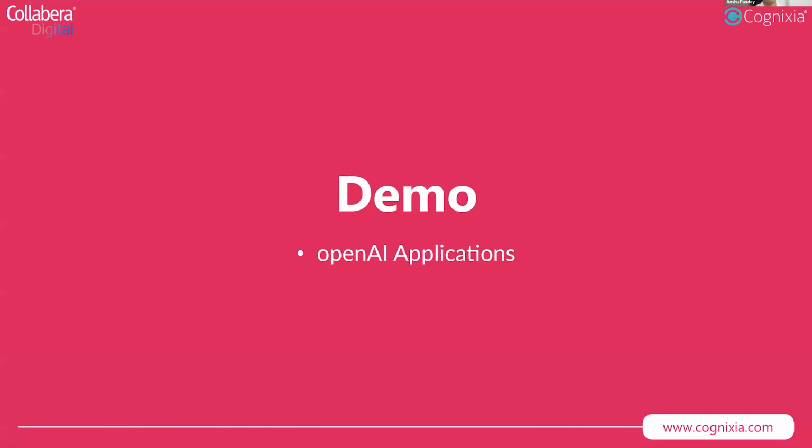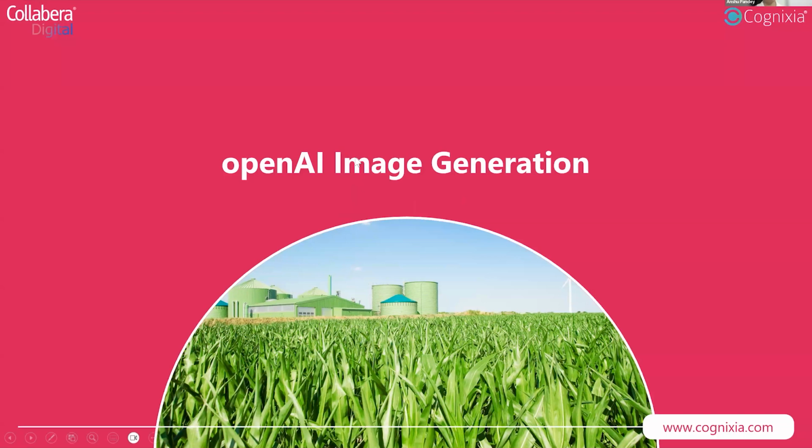Now, at the end, we'll talk about one of the very popular platforms for generative AI, that is OpenAI. OpenAI has multiple extensions, including text generation. It also has extensions for image generation as well.